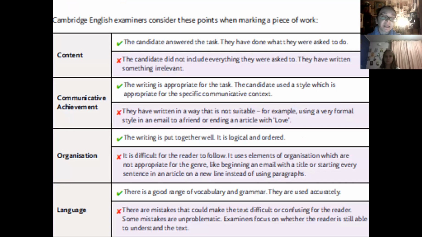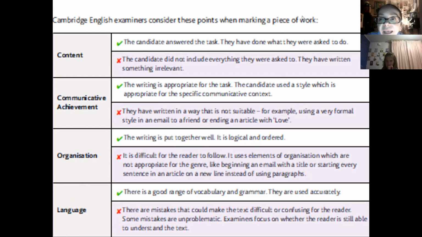Your essay, both your writings actually, are assessed on 4 criteria. And if you look at them, 3 of them have nothing to do with language accuracy. Look, we've got content, communicative achievement, we've got organization, and just the 4th one is language. So what exactly do they expect from you in each criterion? What do they test you on?